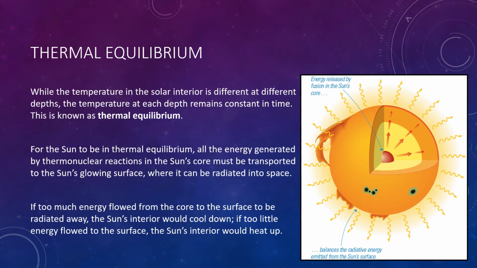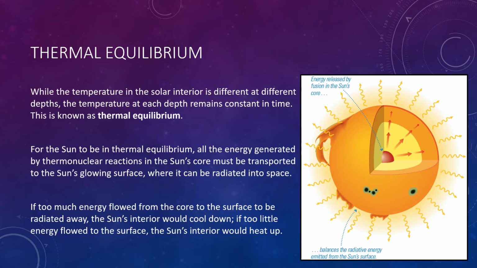For the sun to be in thermal equilibrium, all the energy generated by thermonuclear reactions in the sun's core must be transported to the sun's glowing surface, where it can be radiated into space. If too much energy flowed from the core to the surface to be radiated away, the sun's interior would cool down. Right? So if it was being radiated away really fast, well then it would cool off. And alternatively, the sun's interior would heat up if too little energy flowed from the surface. So maybe it's producing a bunch of energy in the center, but something's causing the energy to be kind of trapped. Well, then it's going to heat up. So there is some kind of equilibrium allowing it to radiate away as quickly as it's made, essentially.